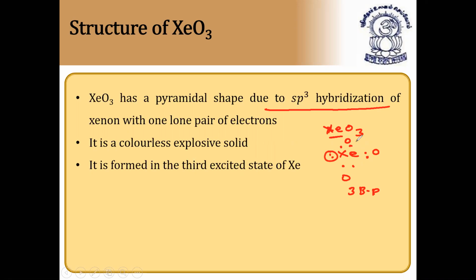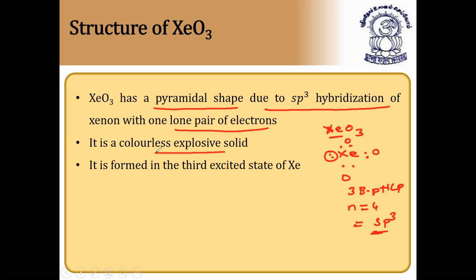So these three oxygens will form three bond pairs, one lone pair. So that's why n is equal to 4. If n is equal to 4, it means sp3 hybridization. So it is undergoing sp3 hybridization, but the shape is not tetrahedral because of one lone pair of electrons. As one lone pair of electrons is there, it is pyramidal shape. What shape? Pyramidal shape with one lone pair of electrons.